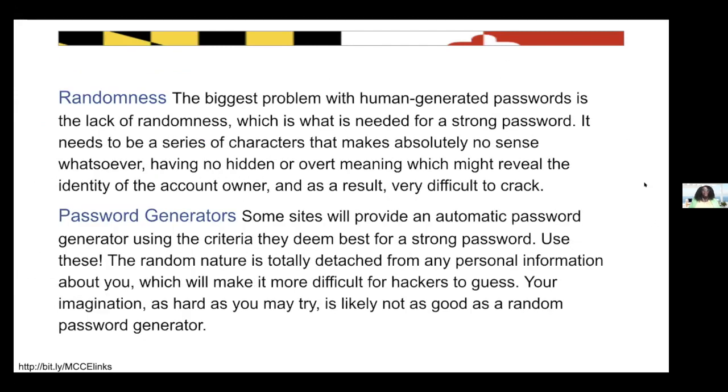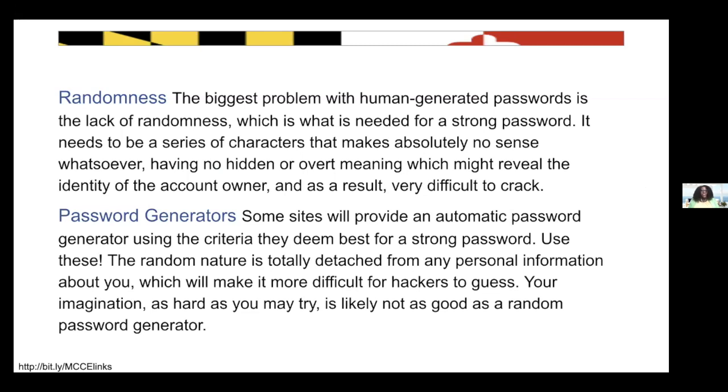And then random. The biggest problem with human-generated passwords is the lack of randomization. I mean, really, how much random can we come up with? Which is what is needed for a strong password. It needs to be a series of characters that make absolutely no sense. The more nonsensical it is, the better, having no hidden or even overt meaning which might reveal the identity of an account owner.